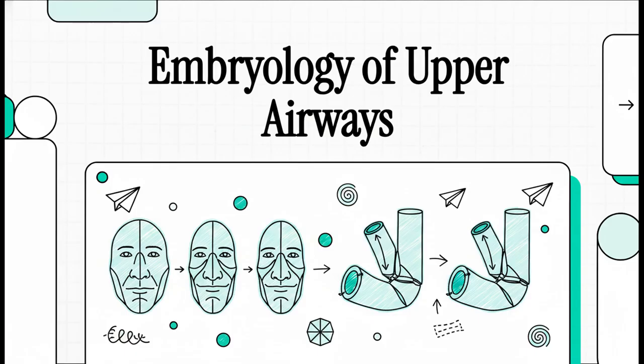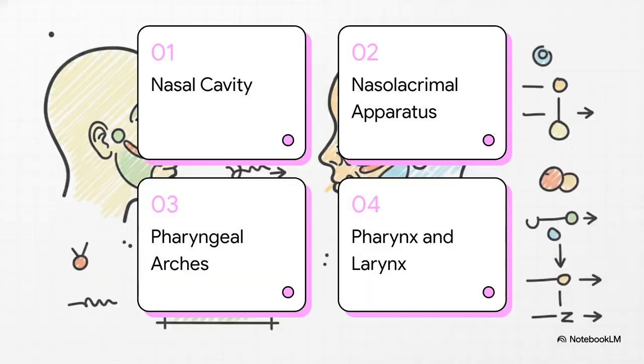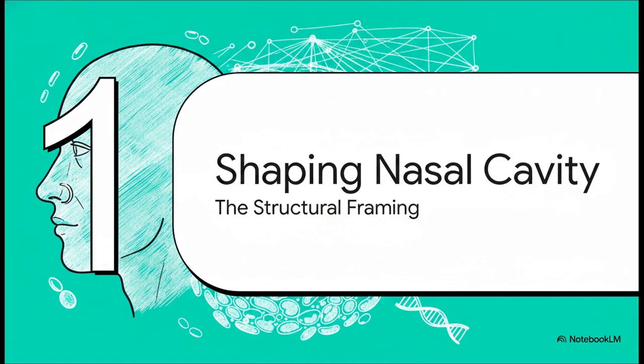It is just a stunning piece of biological engineering, and the blueprints for it are hidden right inside your own early development. Here's the blueprint we're following today. First, shaping the nasal cavity. Second, the nasolacrimal apparatus. Third, the pharyngeal arches. And finally, building the pharynx and larynx. Okay, let's dive right into part one, shaping the nasal cavity, or the structural framing.